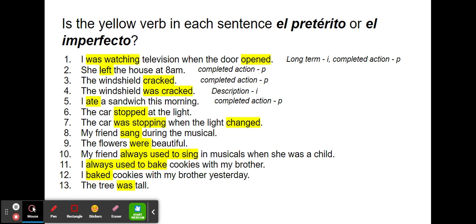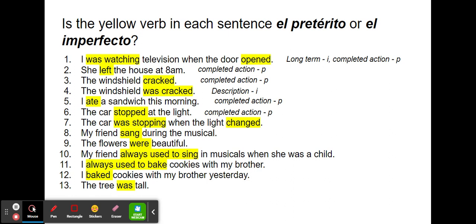Number 6, the car stopped at the light. The car stopped. It happened, it's over, it's not still stopping, there's an ending to this action, so that's a completed action, el pretérito.